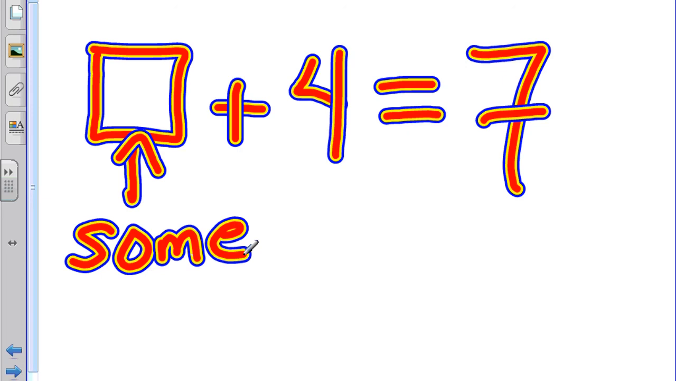Alright, so we go with here. Noah has some comic books. He went out and bought 4. Now he has 7. How many did you start with? 3. Colby.